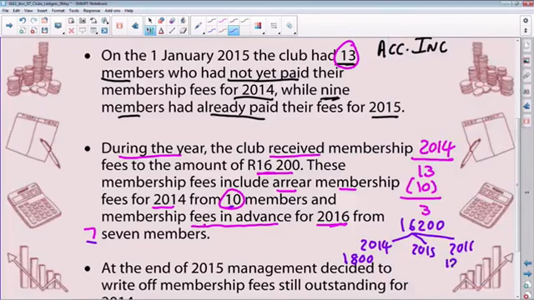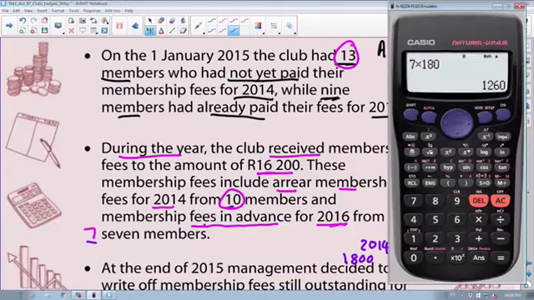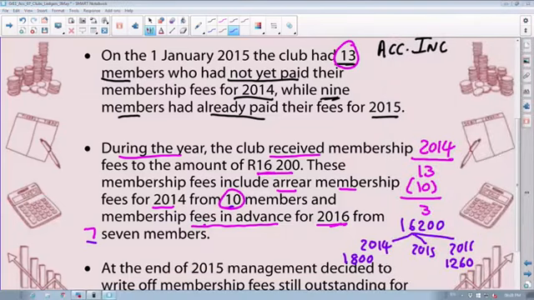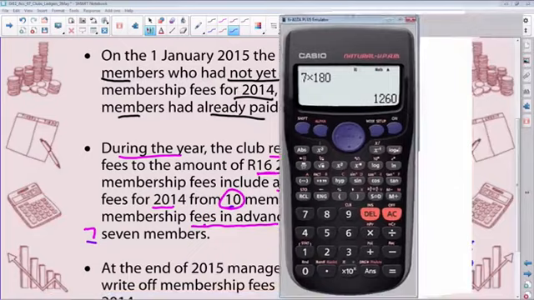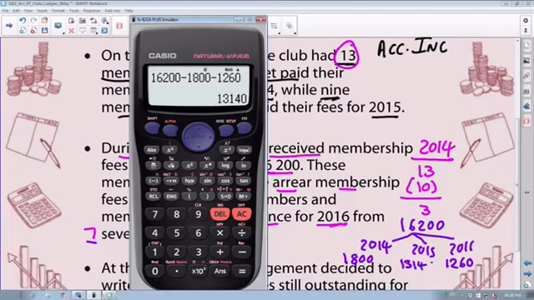Okay, so let's fill that in. 1,260. So 2015, the fees that I've received would obviously be the difference. Remember, I've received a total of 16,200. If I then subtract the 1,800, and then I subtract a further 1,260, that gives me 13,140. So 13,140 belongs to the 2015 financial year.